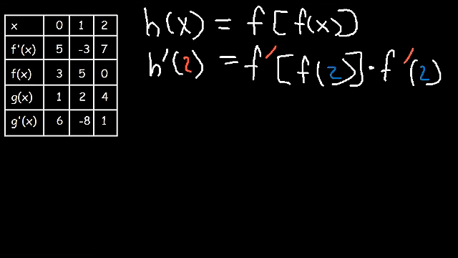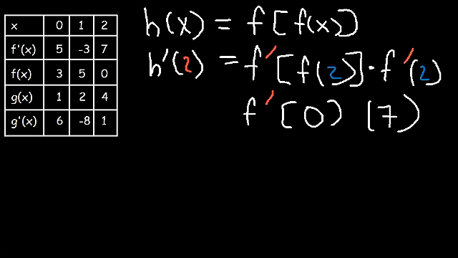So now we can use the table. So let's start with f of 2. When x is 2, f of x is 0. So f of 2 is 0. So we could put a 0 here. Now what is f prime of 2? So when x is 2, f prime of x is 7. So f prime of 2 is 7.